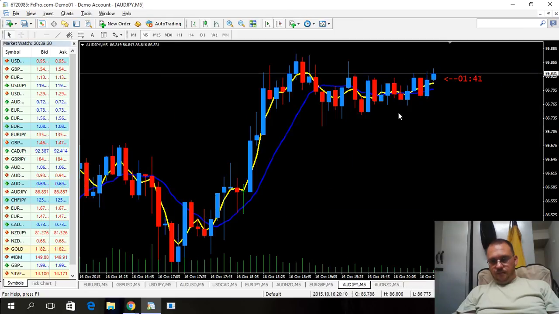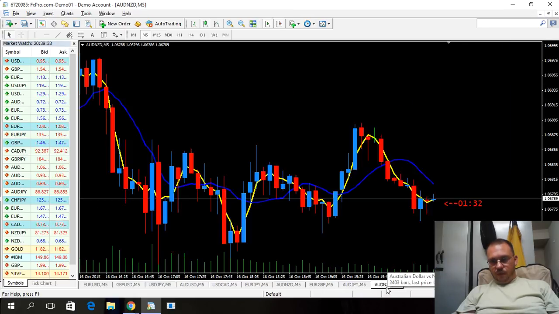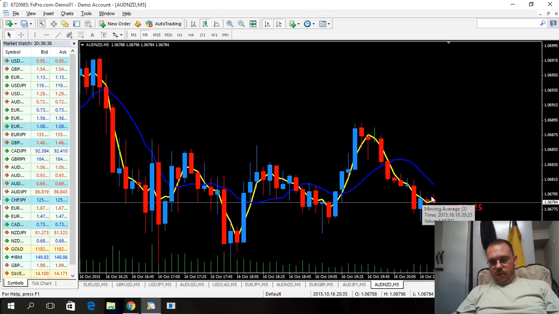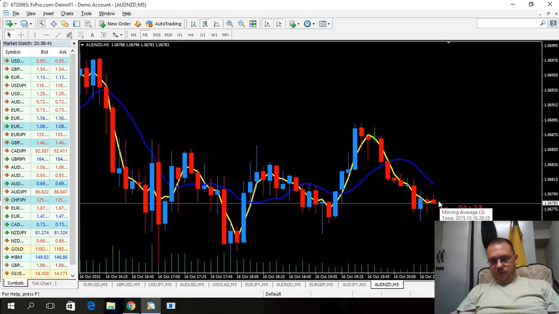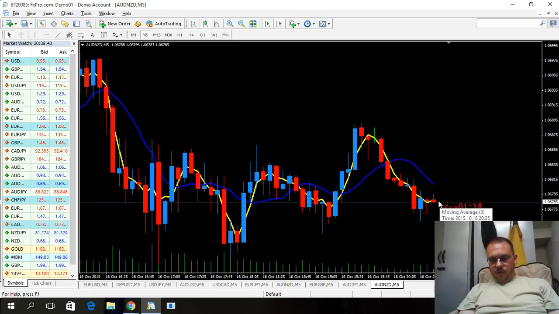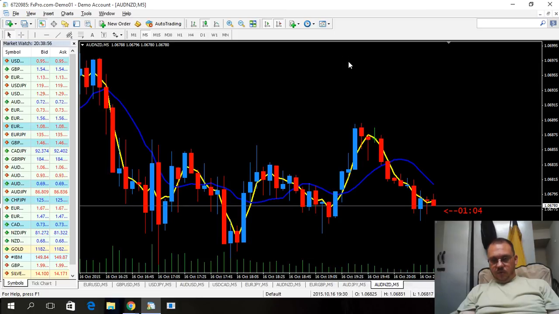AUD JPY is starting to trend upwards, but right now this is more like a range in market. That's kind of a bad time to trade. And this one here is starting to shoot upwards, it looks like, but the current candle is going down. So I don't know if this yellow line is going to shoot back up. I've got a minute left in this candle. So if the next candle forms and shoots back up, then we'll see.